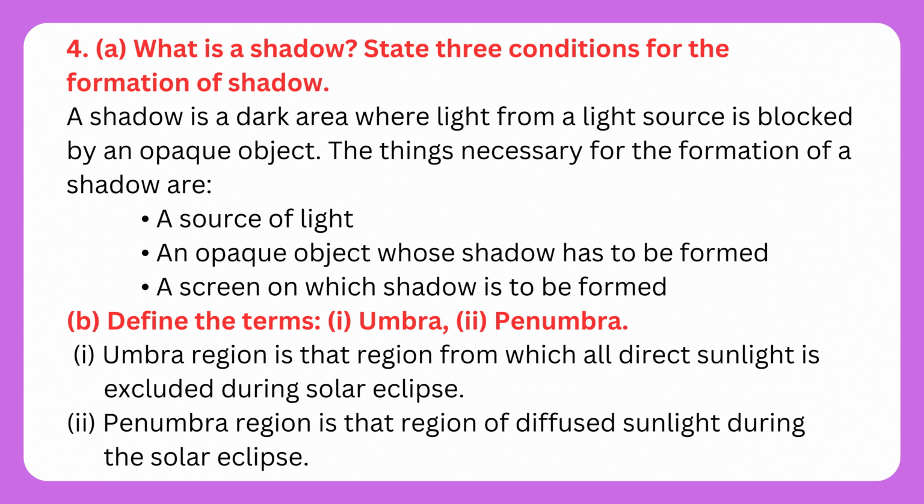B. Define the terms 1. Umbra, 2. Penumbra. 1. Umbra region is that region from which all direct sunlight is excluded during a solar eclipse. 2. Penumbra region is that region of diffused sunlight during the solar eclipse.